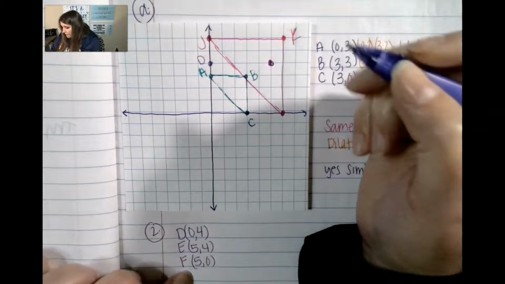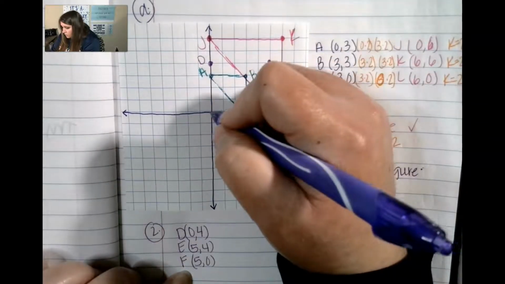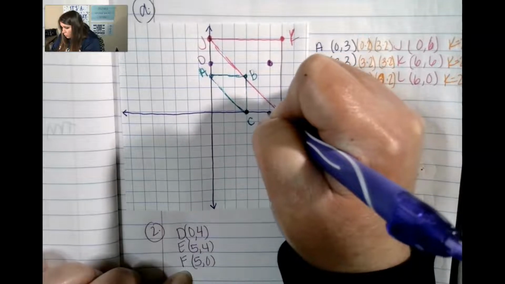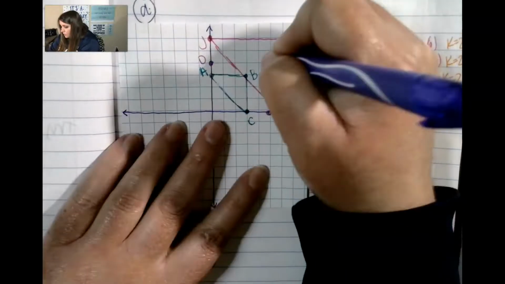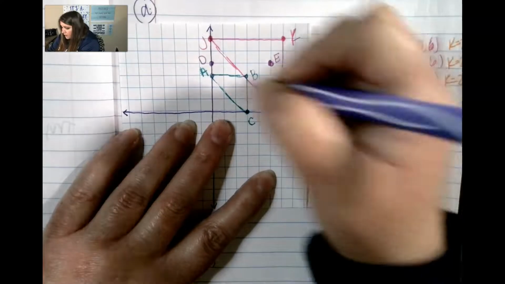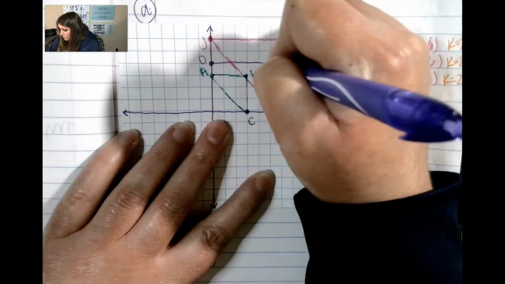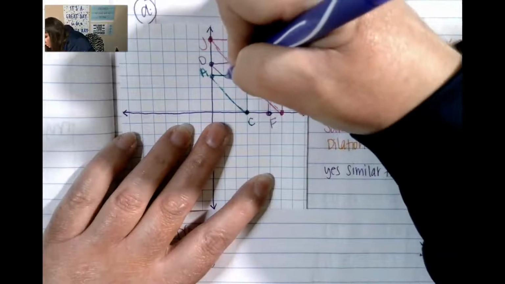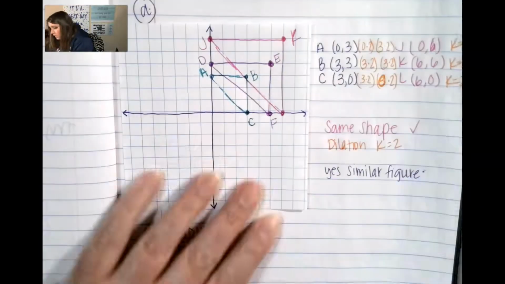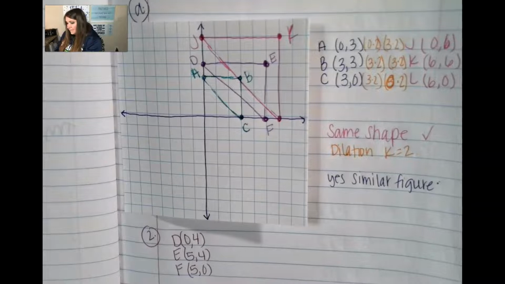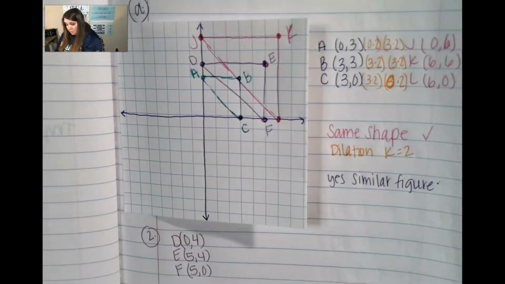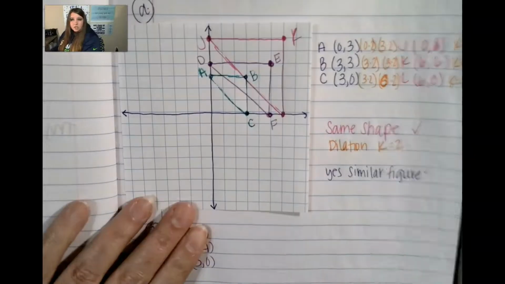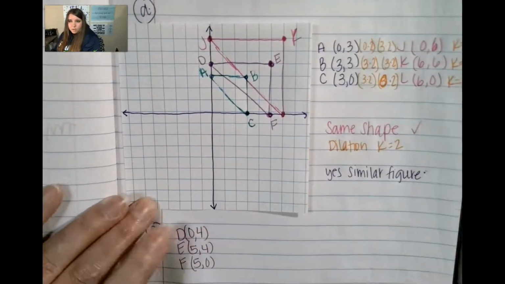Okay. And then 5, 0. So we're going to go over to 5 and then go nowhere. So here's E and here's F. So we want to know, is this one similar based on what we know? Okay, well, it does look like it's the same shape. However, let's check to see if the dilation works out.